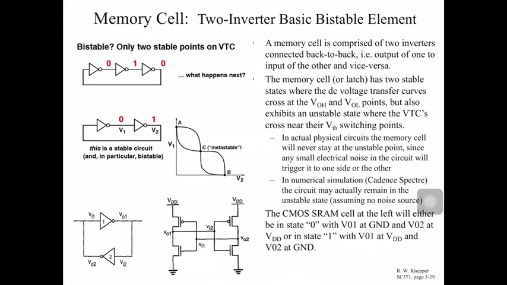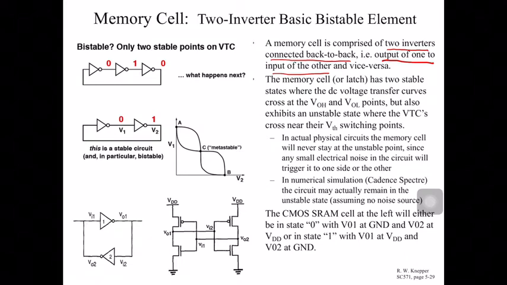Okay, so let's look at the memory cell here. A memory cell is comprised of two inverters which are connected back to back. That means one output of one is the input to the other, and vice versa.